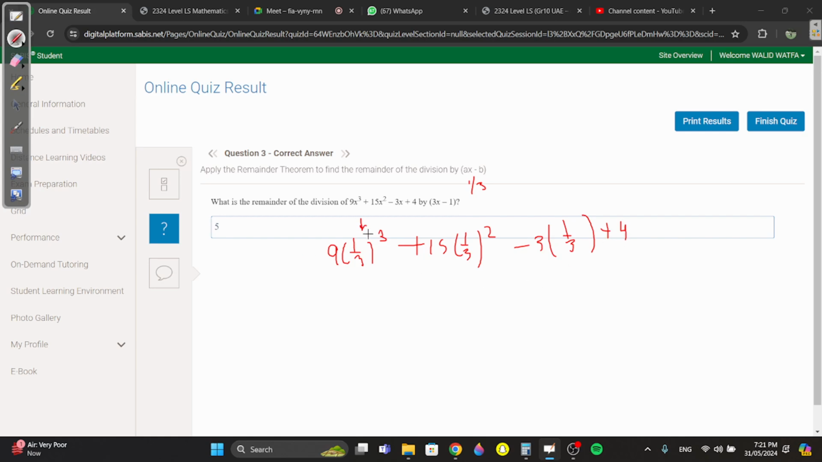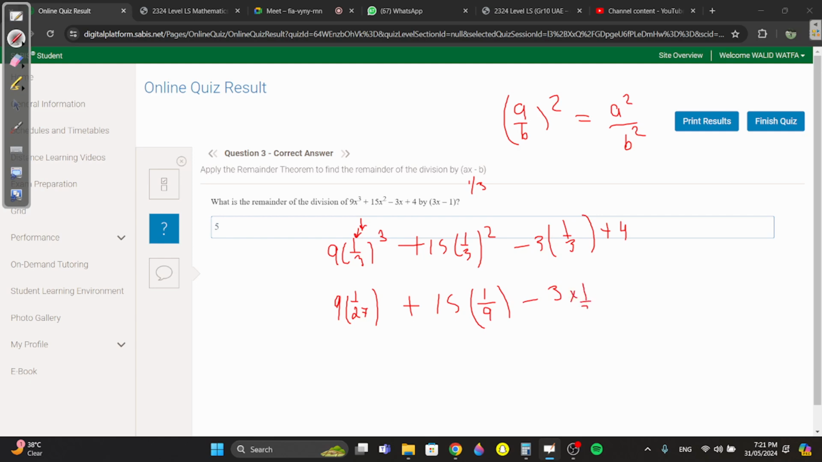1 over 3 cubed is 1 over 27. For those who don't know how, 1 over 3 cubed is equal to 1 cubed over 3 cubed. 1 cubed is just 1, but 3 cubed is 27. Plus 15 times 1 over 3 squared, so 1 squared over 3 squared. 1 squared is 1, 3 squared is 9. Minus 3 times 1 over 3.